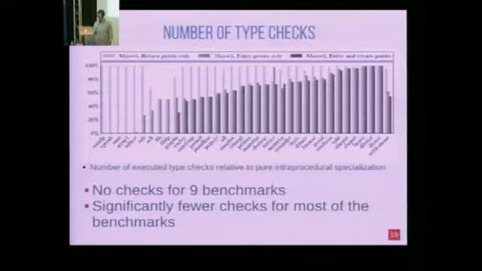Something that's worth mentioning here is that basic block, the intra-procedural basic block versioning, so the 100%, actually already removes a lot of type checks.